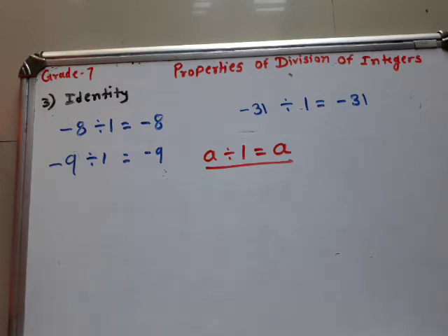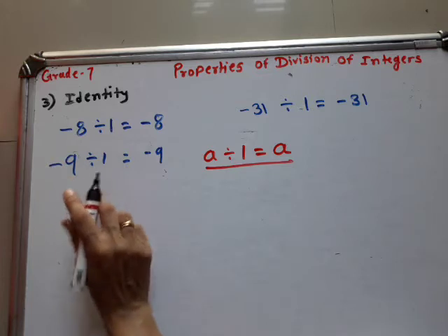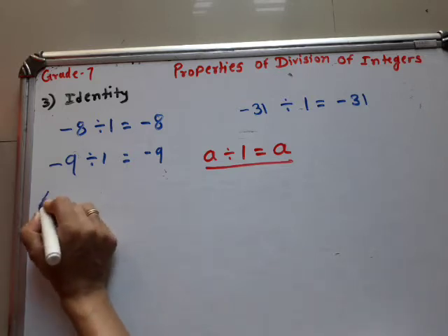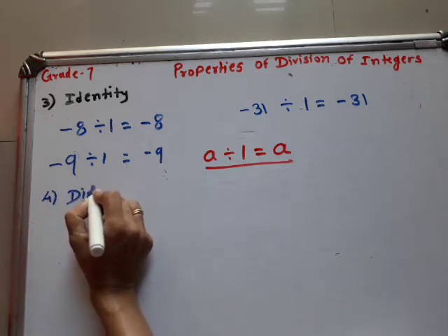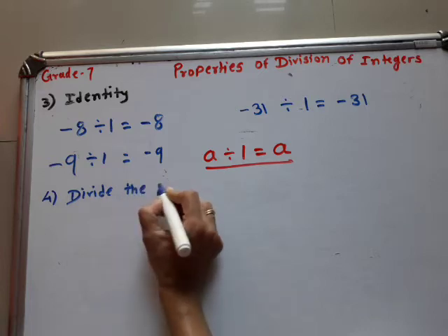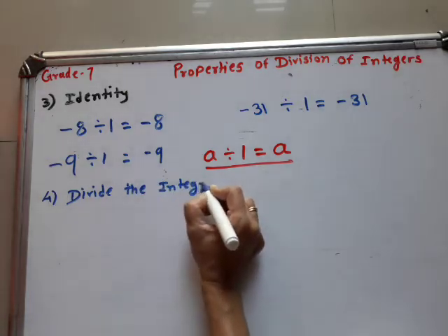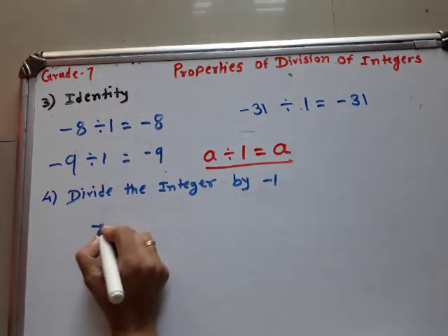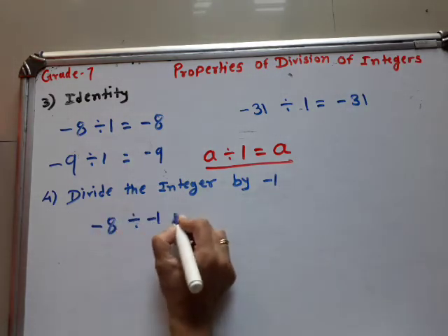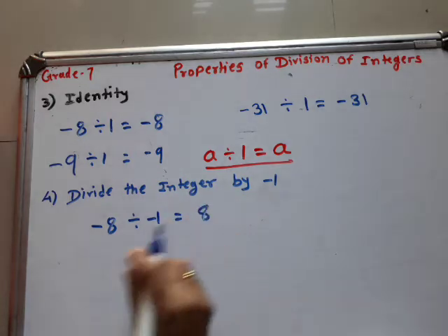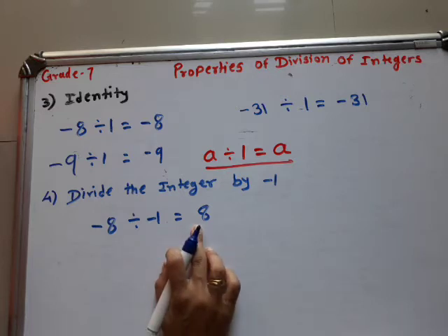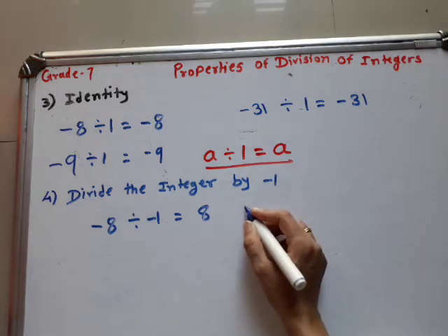Suppose we divide a number by 1. Now we divide the number by minus 1. So right here, see here, suppose we take again minus 8 divided by minus 1. 1 8s are 8, and which sign is here? Both are negative, so here we get a positive integer. This is plus 8.